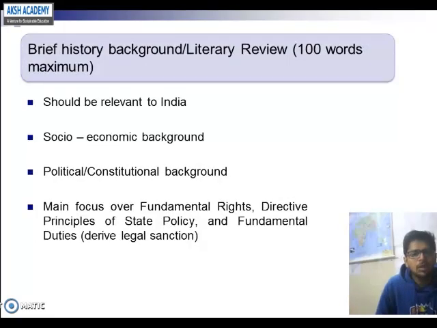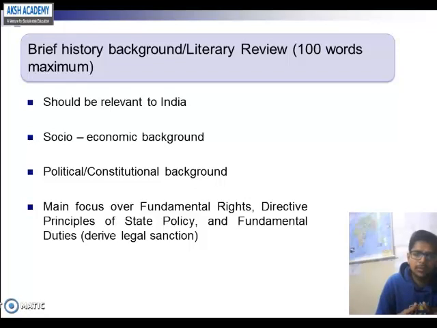The next part is a brief history or background, or literature review. Literature review depends upon the topic. Historical background means if something has been done regarding that topic and it is relevant to India, you should mention that in a very brief manner. Socio-economic background, political and constitutional background, with main focus on fundamental rights, directive principles of state policy and fundamental duties, means from where you are deriving its legal sanction.